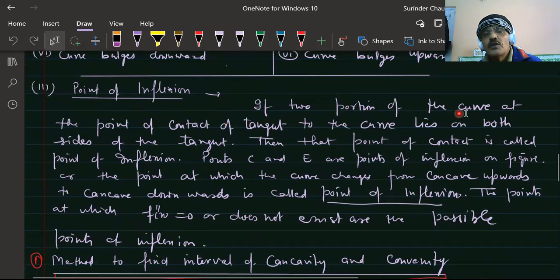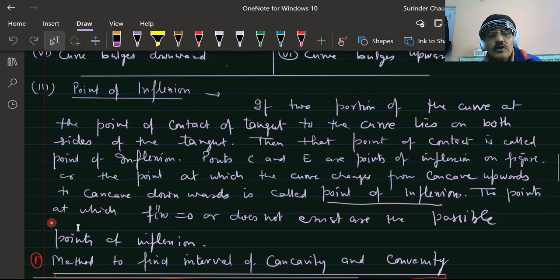Point of reflection. If two branches of the curve lie on both sides of the tangent at the point of contact, then that point of contact is called a point of reflection. Points C and E are points of reflection on the figure: the points at which the curve changes from concave upwards to concave downwards, or vice versa, convex downwards to convex upwards. It's called a point of reflection.